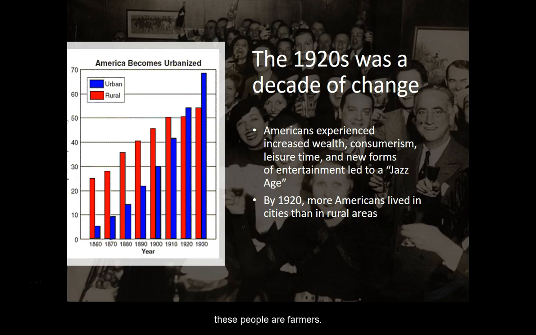It's because most of these people are farmers living in the Western territories for the most part, working their farms, living their lives. But after World War I, with the huge boom in industrial growth in factories because of the war effort and the ramped up production to support the war effort, more and more people are moving to the cities for economic opportunity, for jobs.